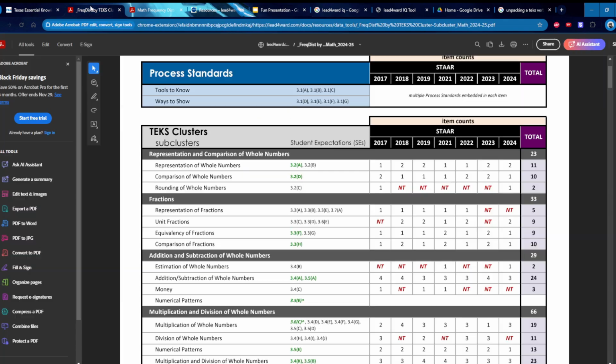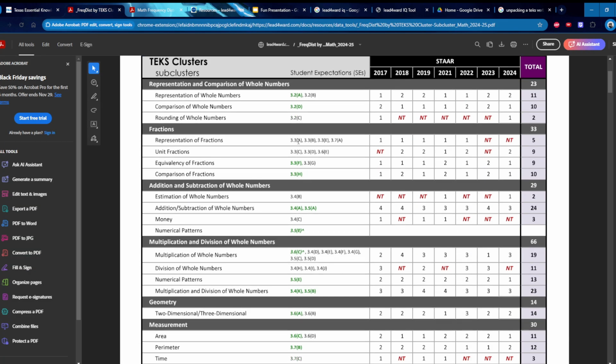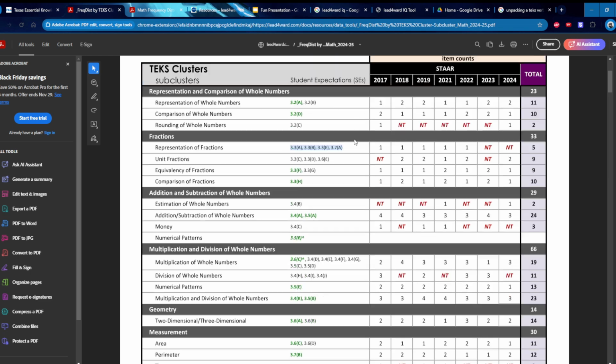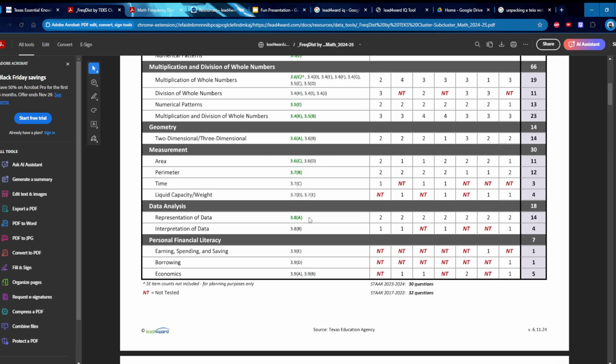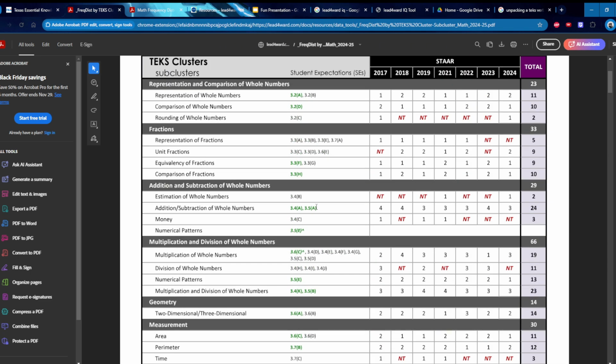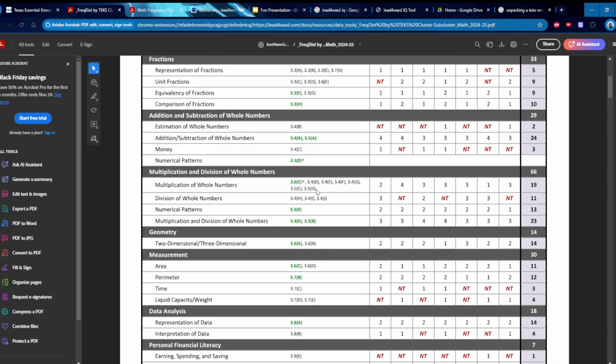We can go back to this one as an example. Right here, you'll usually see everything that's in black is a supporting TEK, and those in green are the readiness TEKS. Notice that the readiness TEKS are a lot smaller in quantity, but notice how many supporting TEKS are put into this example, with 3.6C being a smaller one.